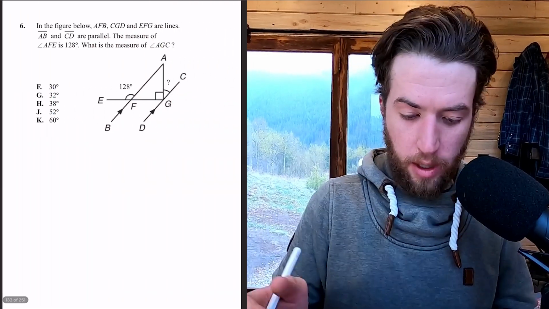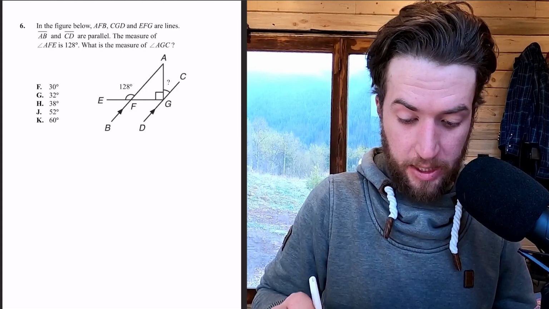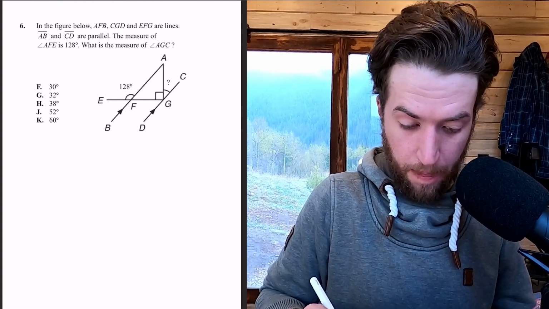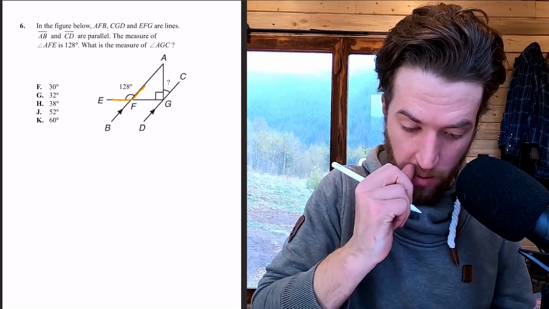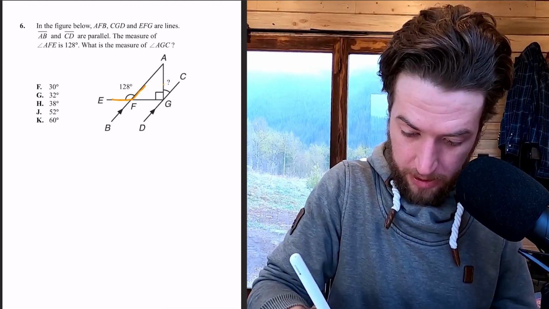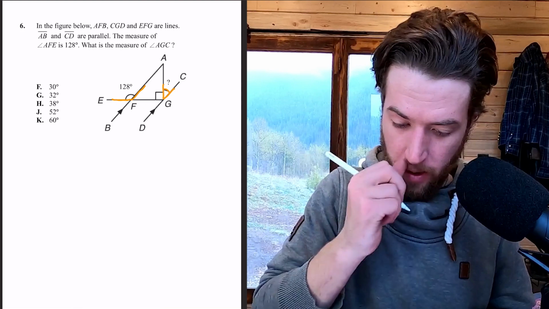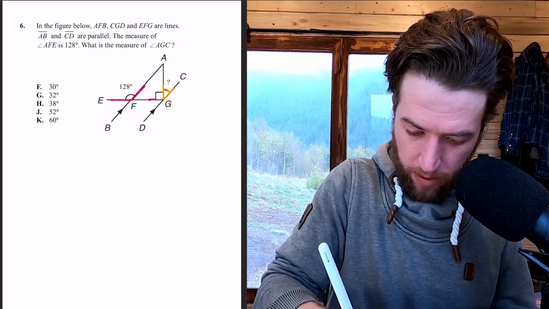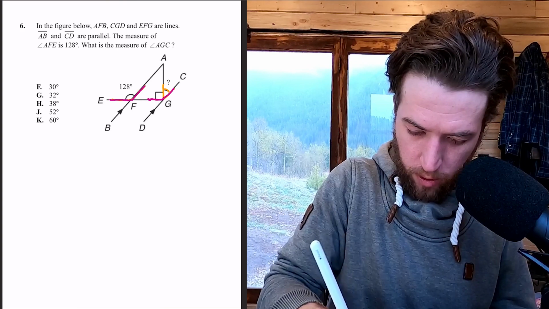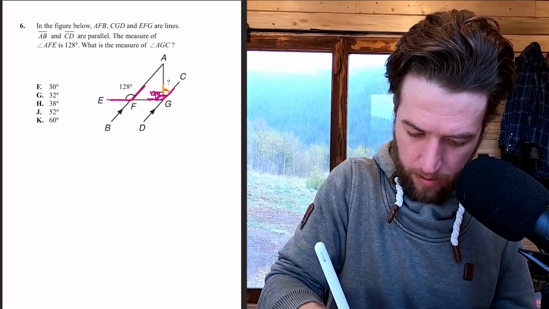All right, in the figure below, AFB, CGD, and EFG are lines. Got that? And they're telling us that this AFE right here is 128, which they show. And then what is the measure of ACG? So right here. Well, looking at this, let's draw a comparison between this angle right here and this angle right here. So those are both going to be 128.